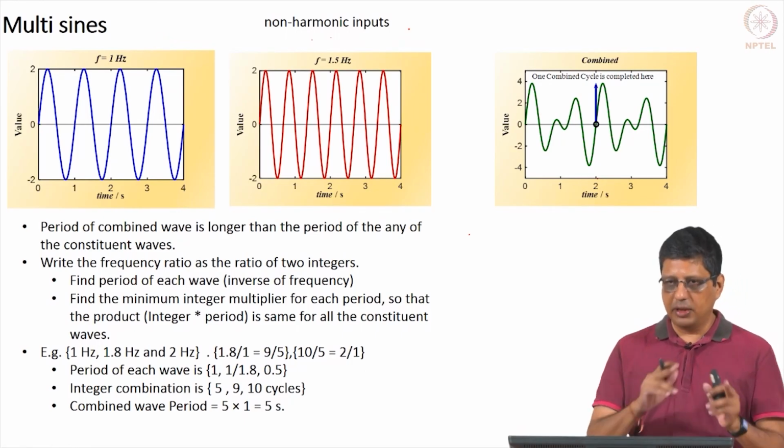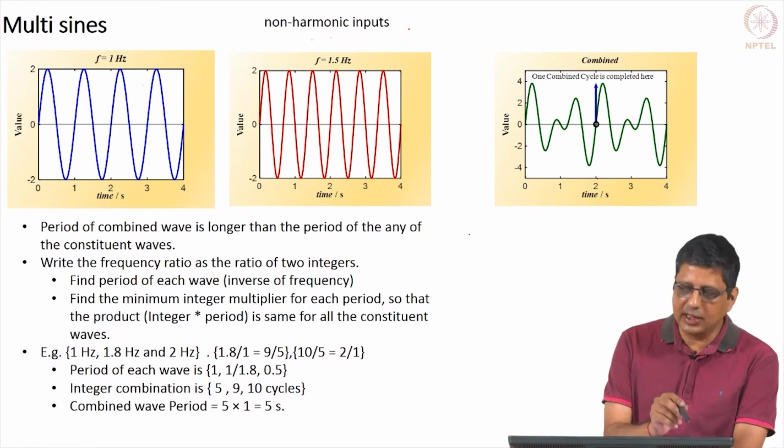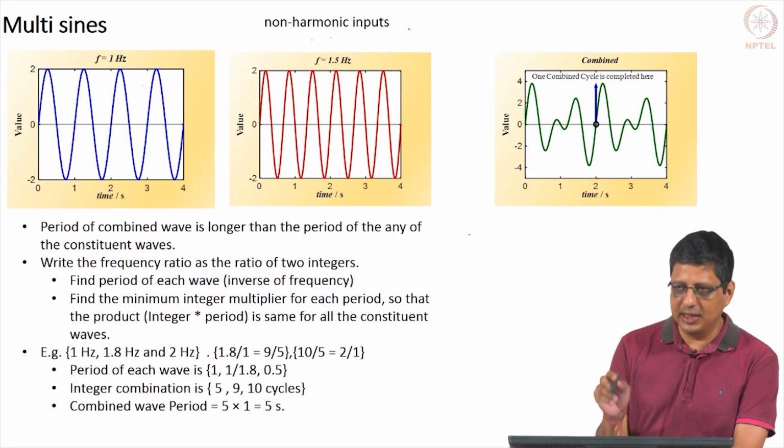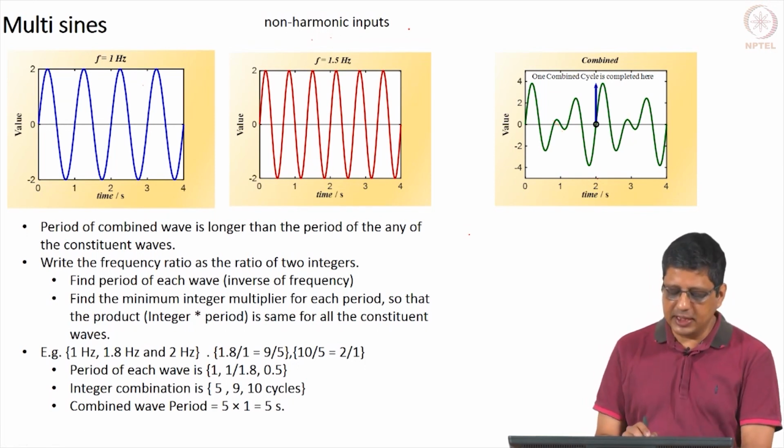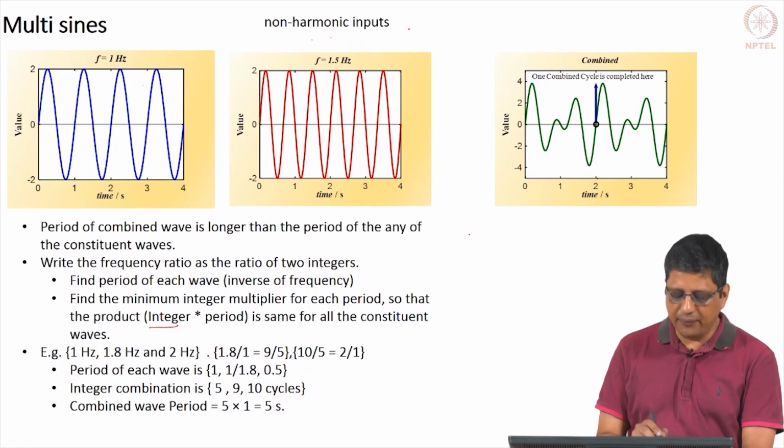So, that means in 2 seconds the first one will complete 2 cycles, the second wave will complete 3 cycles, then you can replicate them. If I truncate it at any intermediate value, I will not have completed a full cycle for at least one of these waves. So, find the minimum integer multiplier for each period, so that the product, that is the integer and the period, is the same for all of these.